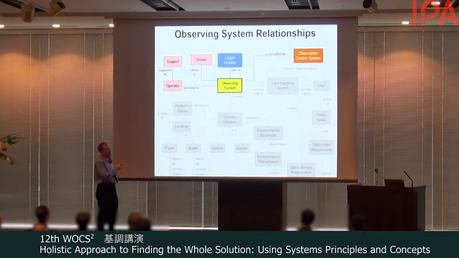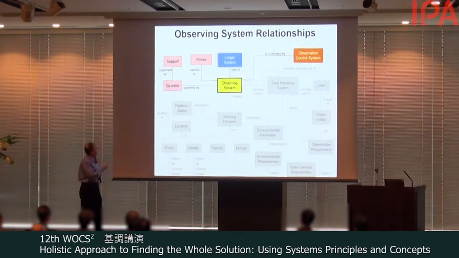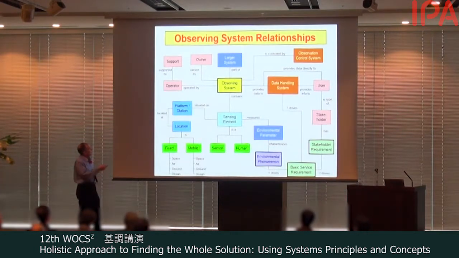The observing systems have some organizational relationships. They're operated by one or more operators, they're supported by one or more supporters, and they're owned by some organizations. So these may be different organizations involved in this observing system. The system is often part of a larger system, and it's often controlled by a separate system providing control. So this is a single observing system with all of its relationships.